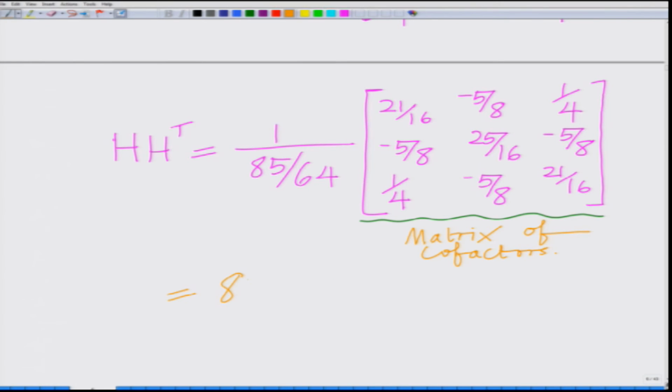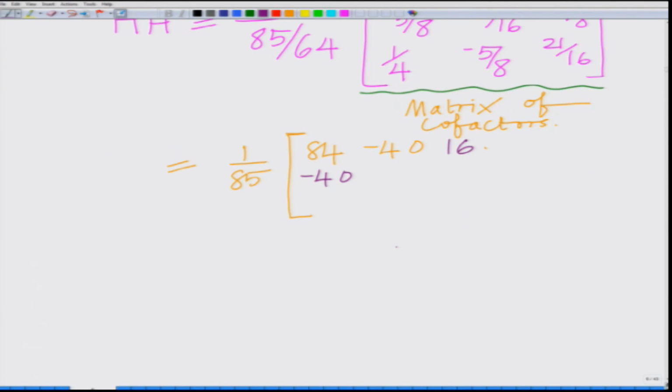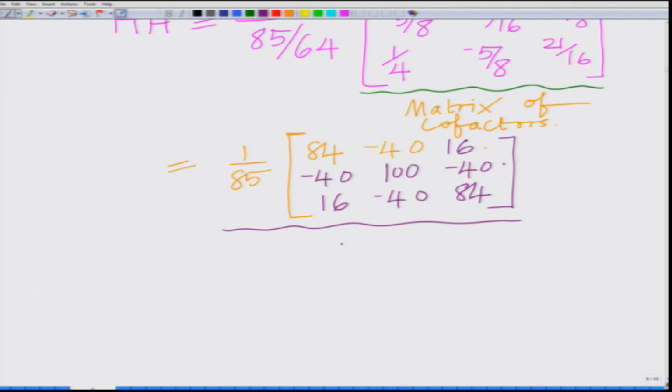And now, taking the factor of 64 inside, you can further simplify this as 1 over 85 times the matrix 84, minus 40, 16, minus 40, 100, minus 40, 16, minus 40, and 84. And now, therefore, what is this? This is basically H transpose inverse. So, we have evaluated H transpose inverse.